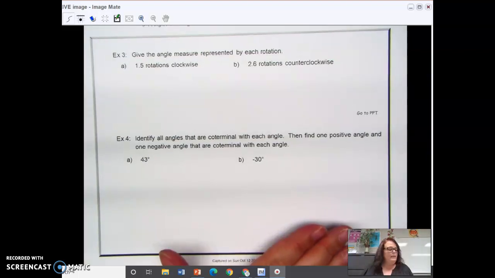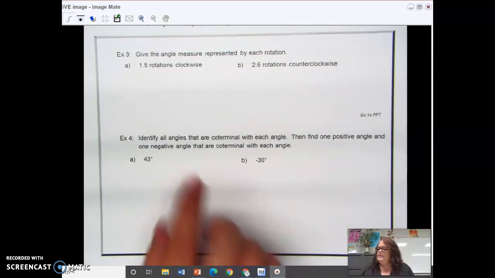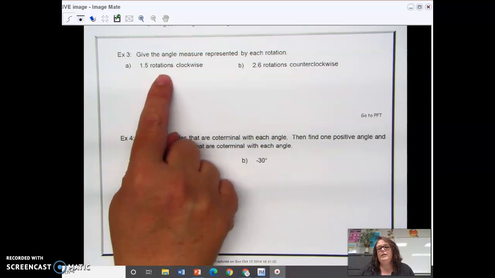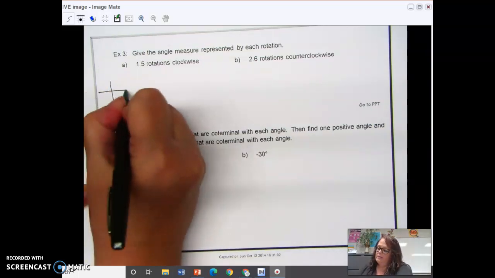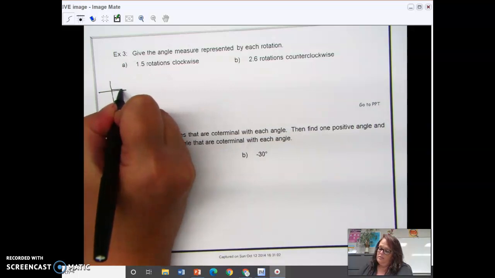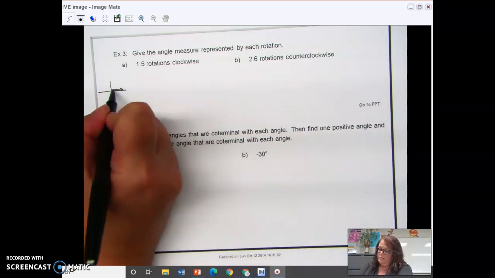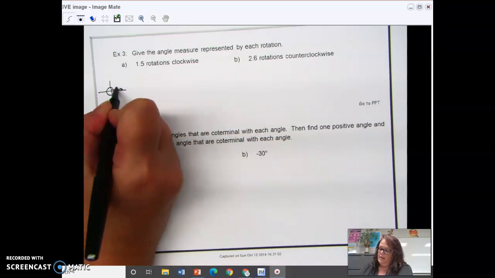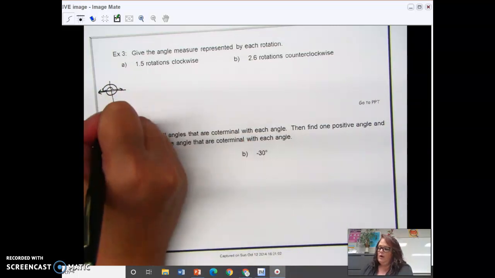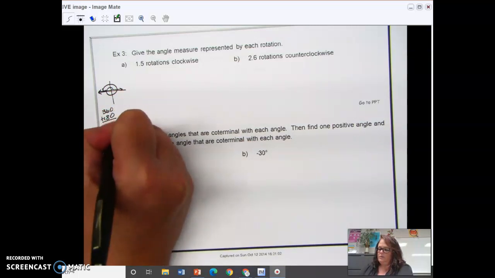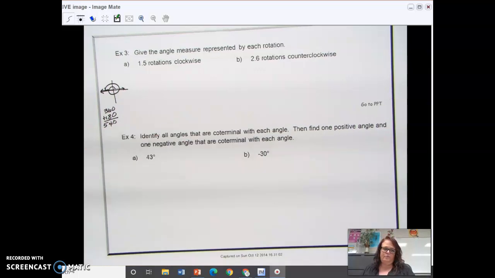So this leads to this idea of talking about if I know how many rotations I've made, what would be the measure of the angle? If we take a look at A, it's saying 1.5 rotations. Now I could do this by graphing. So I'd have my initial side here, and then my terminal side would be one full and then 1/2 a rotation. So this would be my terminal side. So I could say that this is 360 plus 180, which gives us something like 540 degrees.